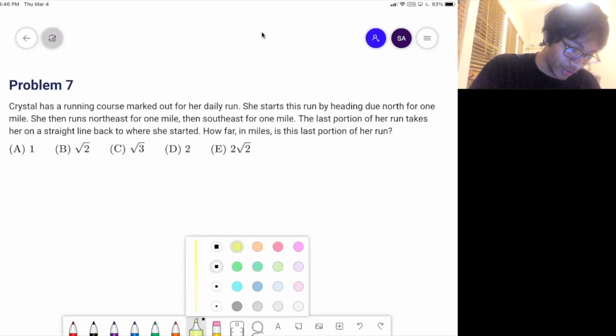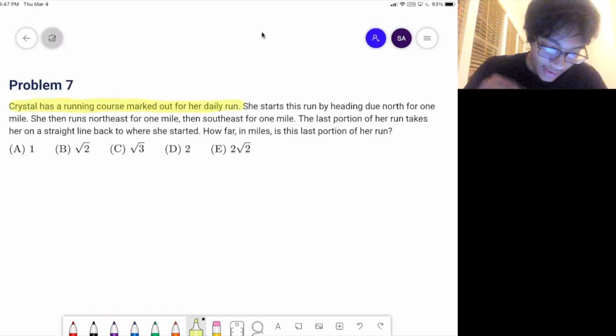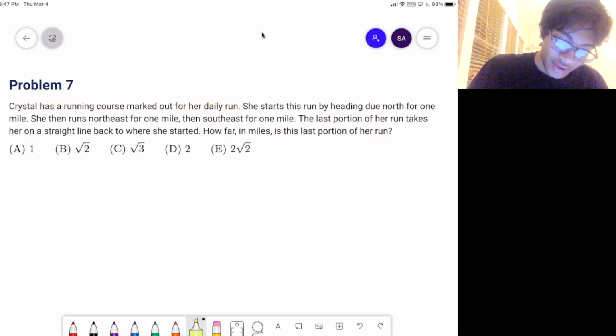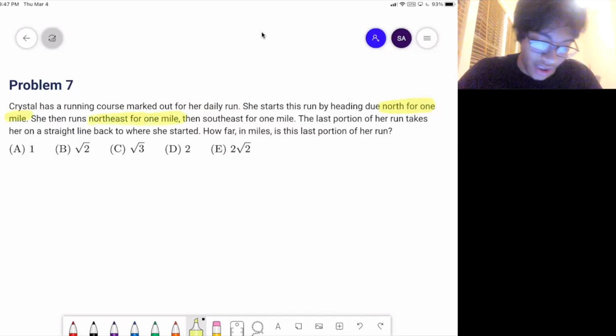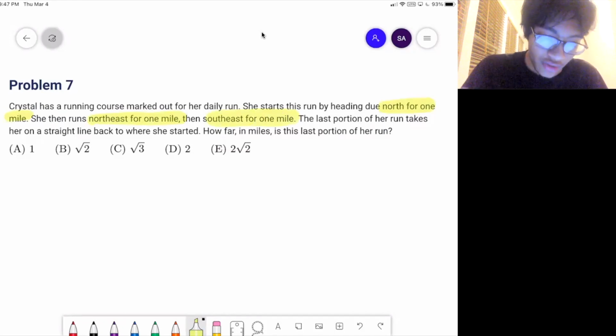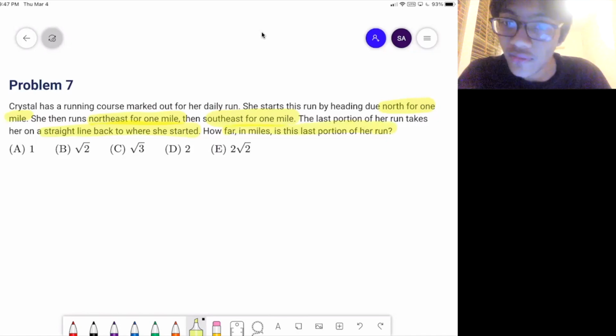Crystal has a running course marked out for her daily run. She starts this run by heading due north for 1 mile. Okay, so she goes north for a mile. She then runs northeast for a mile, then southeast for 1 mile. And the last portion of her run takes her on a straight line back to where she started. How far in miles is this last portion of her run?